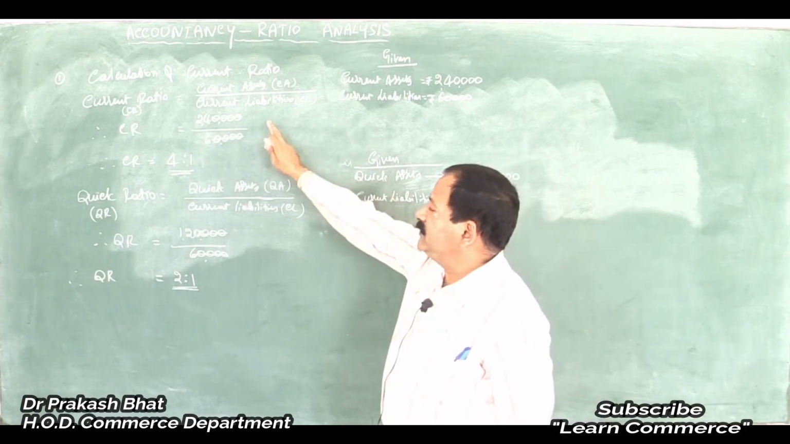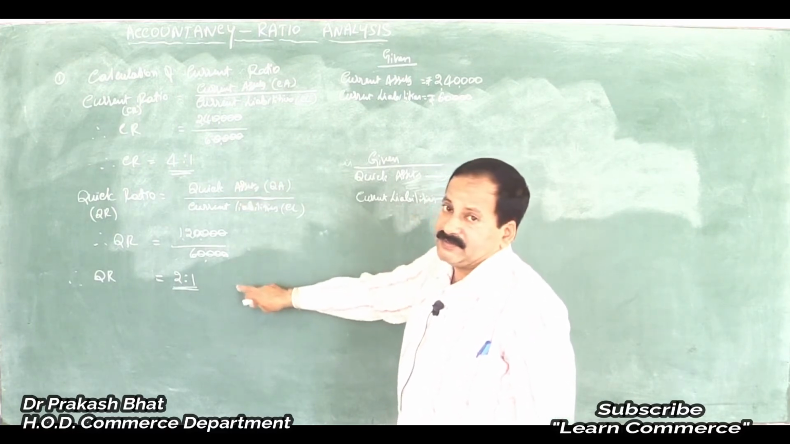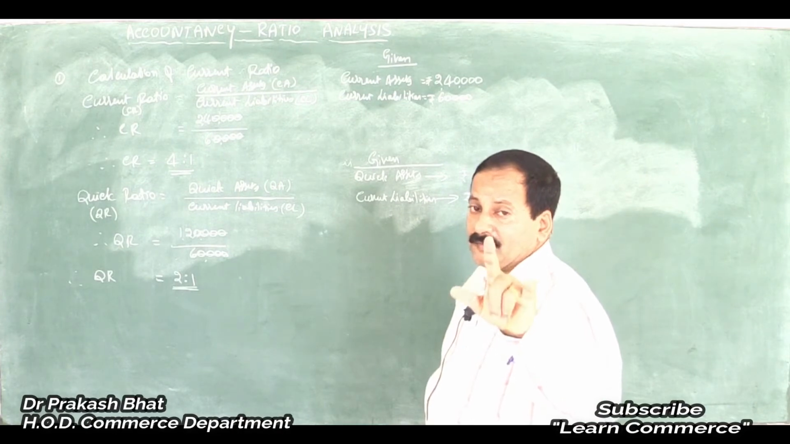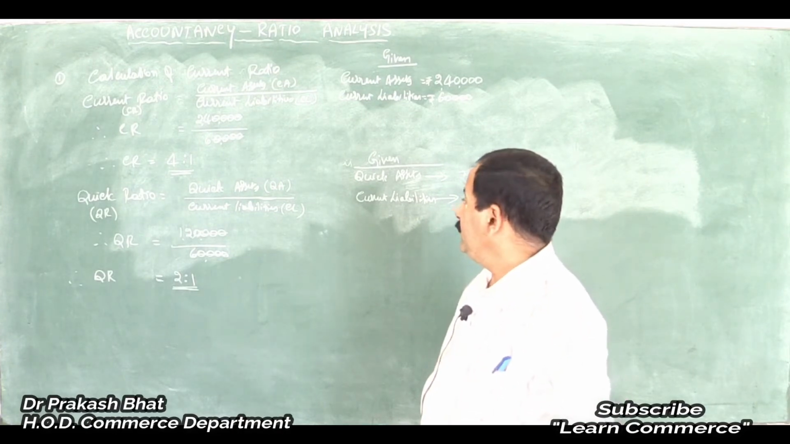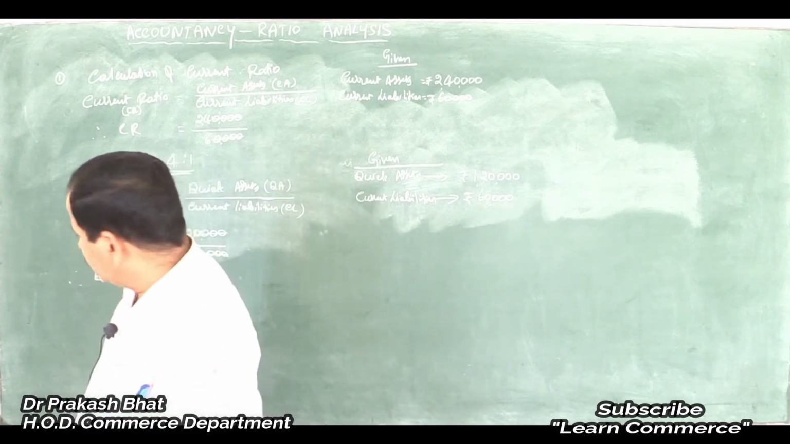Then for solving this, substituting the figures, 1 mark each. Then for writing the final answer, 1 mark each. So total 6. Like this, the marks will be awarded. Remember. Clear? Yes. First problem is solved. Now let us move on to the second problem.